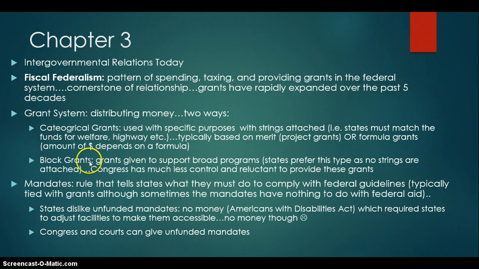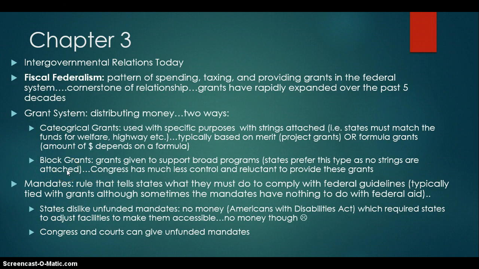And then a second type of grant we have is called block grants. These are basically financial support for broad programs. There typically are no strings attached. It just says, okay, use this money for education, and there's no mandate whatsoever. Congress doesn't like this so much because they have less control, so they're going to be naturally more reluctant to provide these grants. But states, in turn, really do love block grants.